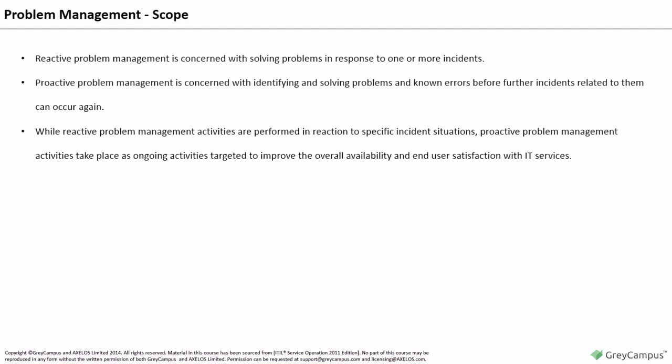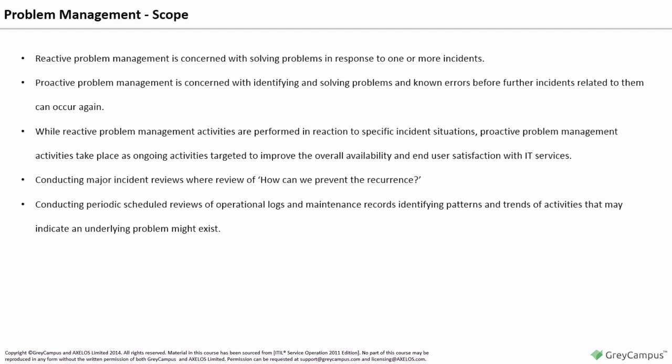Examples of proactive problem management activities might include conducting periodic scheduled reviews of incident records to find patterns and trends in reported symptoms that may indicate the presence of underlying errors in the infrastructure. Conducting major incident reviews, where review of how we can prevent the recurrence can provide identification of an underlying cause or error. Conducting periodic scheduled reviews of operational logs and maintenance records, identifying patterns and trends of activities that may indicate an underlying problem might exist.